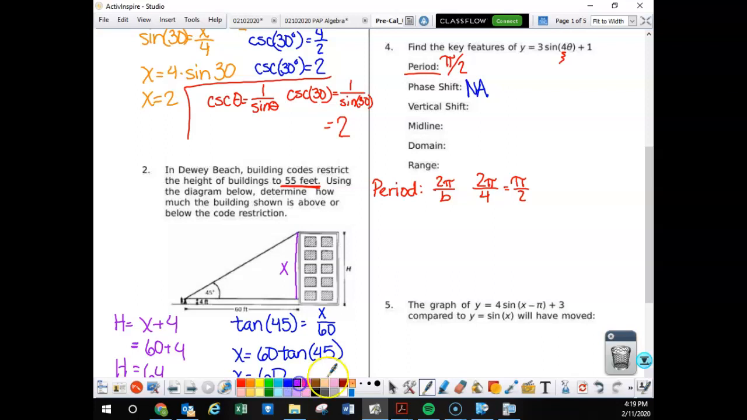All right, now let's talk about vertical shift. So vertical shift is this last one. So it goes up 1 unit, and the midline is going to be at y equals 1.